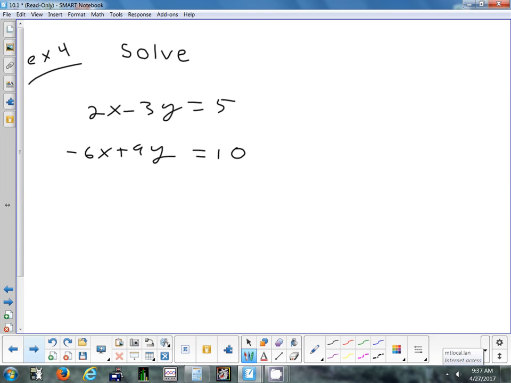Okay, looking at that system, does anybody notice, comparing the first one to the second one, they're really multiples of each other? Or are they? They're close, not quite, because the signs are off. The signs on the x's are off. So let's see what happens when we try to solve it. What could you multiply the top equation by?